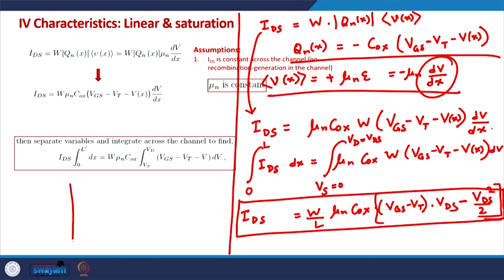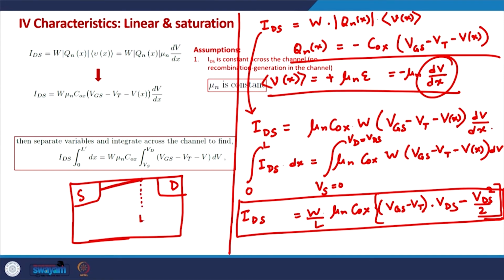There is a small point here which I would just like to highlight, that in a MOSFET we have a source, we have a drain, and because of the drain voltage the channel might be pinched off. So, the channel will terminate at a length, let us say L prime. The total length is L, but the channel will terminate at L prime because of the drain voltage.